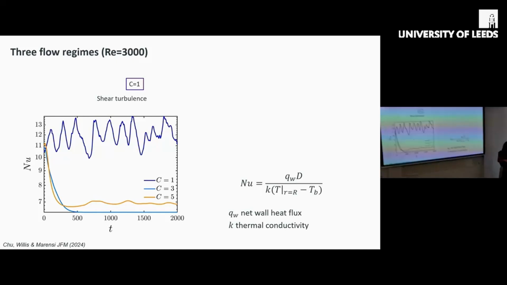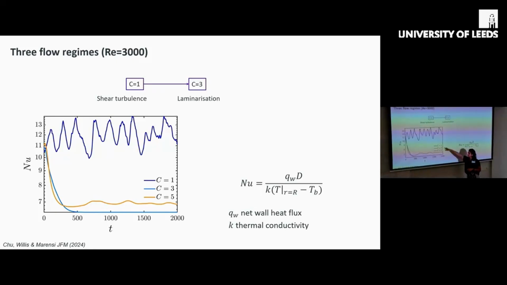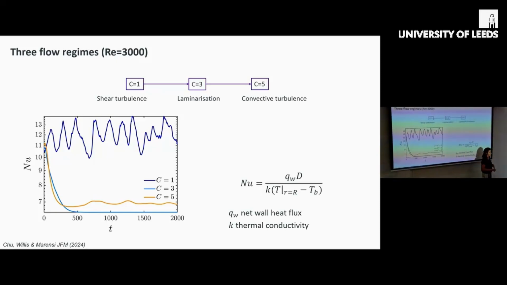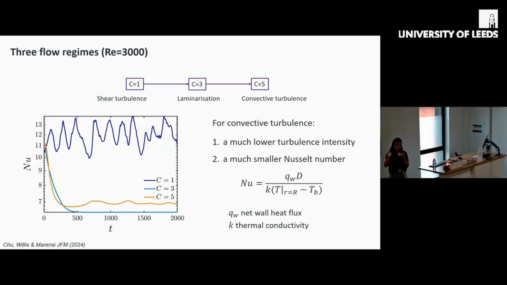And then as we start to increase C, we have full laminarization, and correspondingly the heat transfer is strongly deteriorated, so it drops a lot. And as we increase further, we start to drive this convection-driven state, which is quite quiescent at low C, and so this Nusselt number is not much larger than in the laminar case. So this convective turbulence has a much lower turbulence intensity, so much lower energy, and also a much smaller Nusselt number.